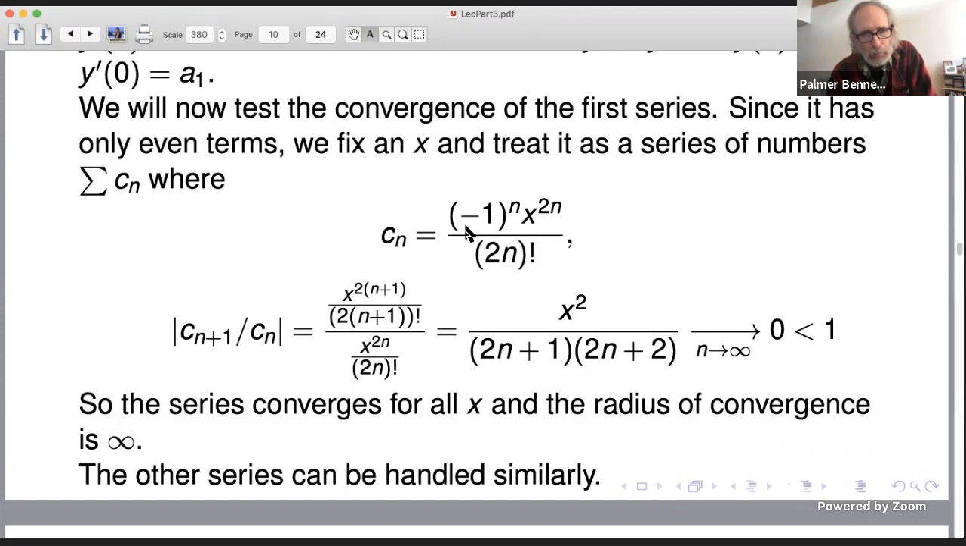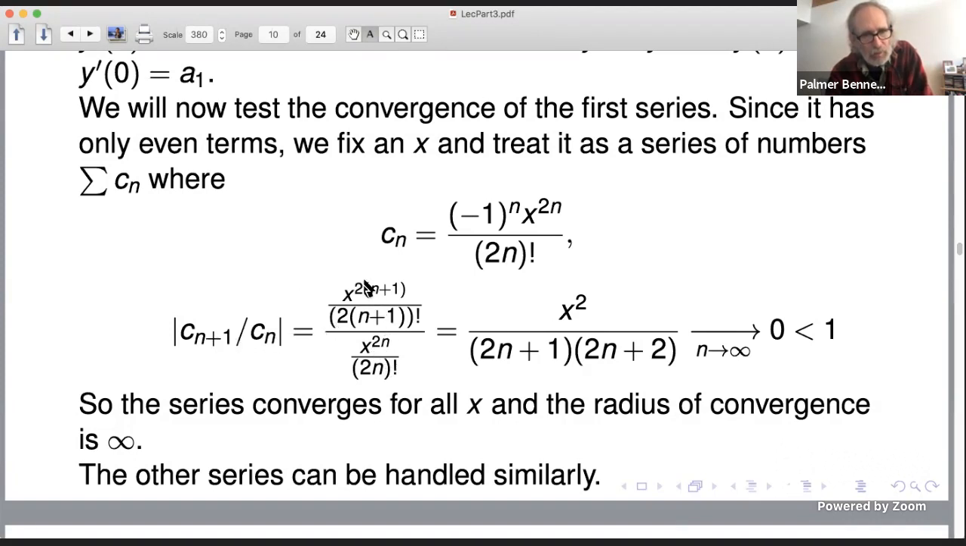When we plug in what Cn is, for Cn plus 1 we increment the exponent and the factorial's n by 1. We'll get x to the power 2 times n plus 1 over 2 times n plus 1 factorial, because I changed n to n plus 1. We divide it by this. I left out the -1 to the n because we took absolute values here.